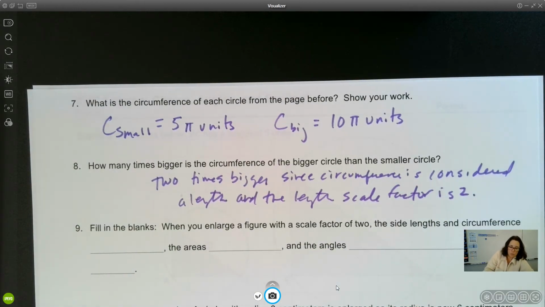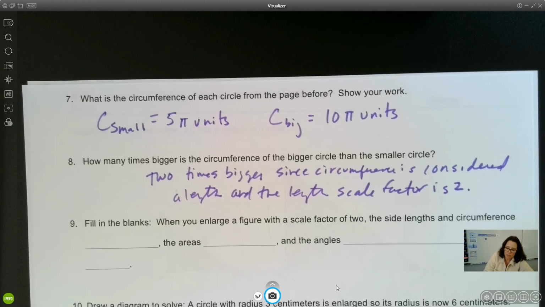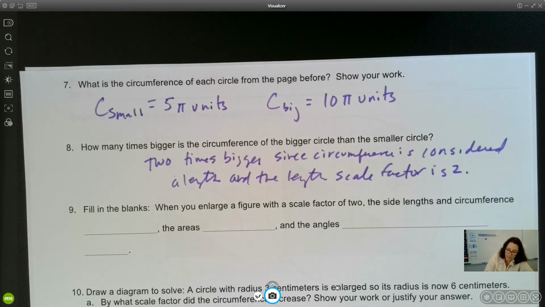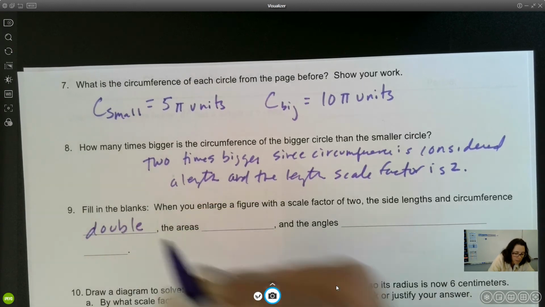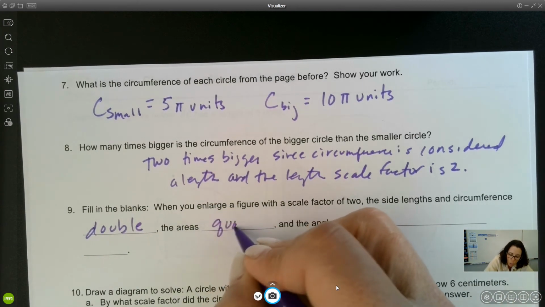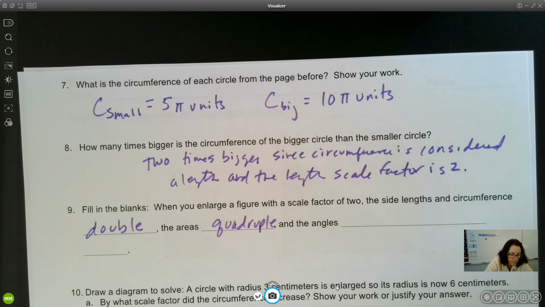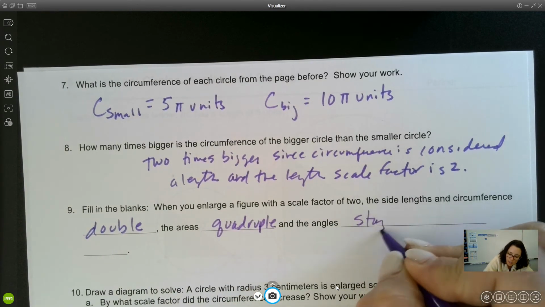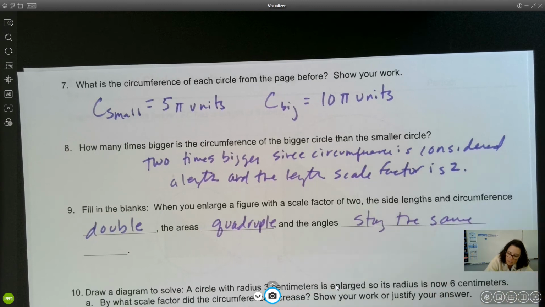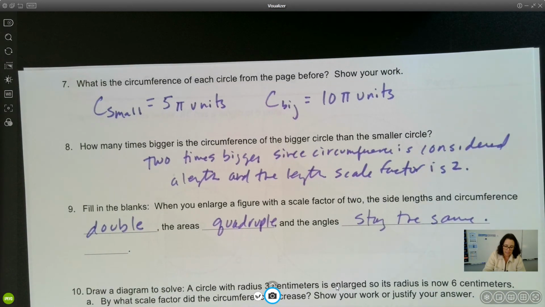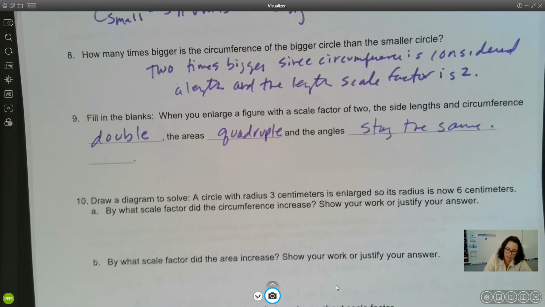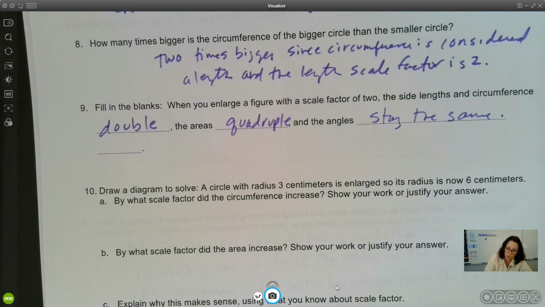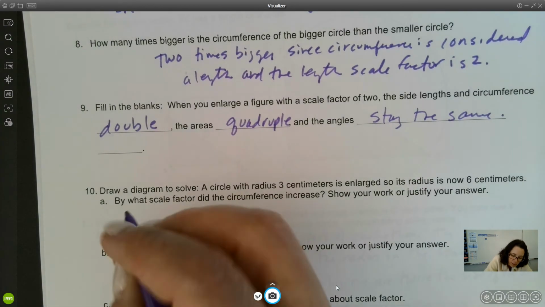All right, fill in the blanks. When you enlarge a figure with a scale factor of 2, the side lengths and circumference double. The areas quadruple, and the angles stay the same. Okay, that's pretty key. All right, last problem. Draw a diagram to solve. A circle with radius 3 centimeters is enlarged, so its radius is now 6 centimeters.